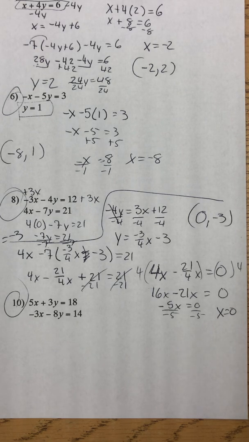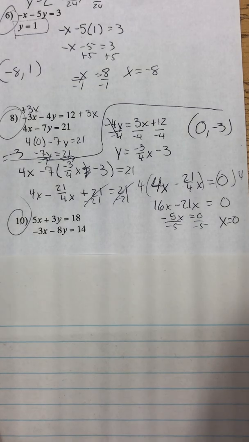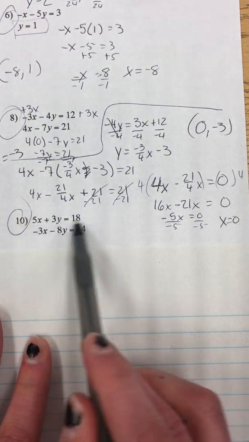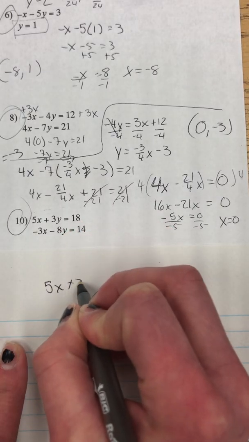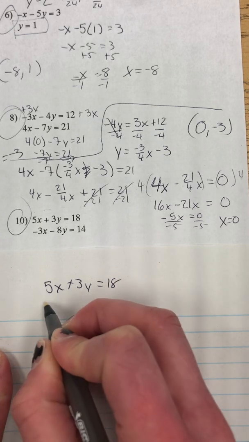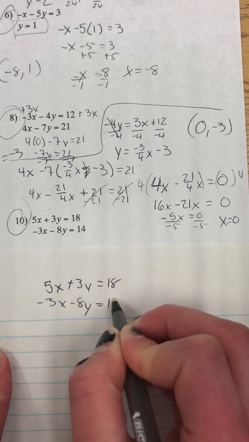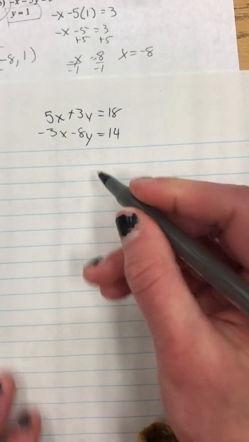And our last question, I'm going to use a piece of paper because that was a bit of a mess that time. We need to solve for one of our variables. Looking at these two equations, I'm going to solve the top one for y. So the equations are 5x plus 3y equals 18, and negative 3x minus 8y is equal to 14. For the top one, I'm going to solve for y.